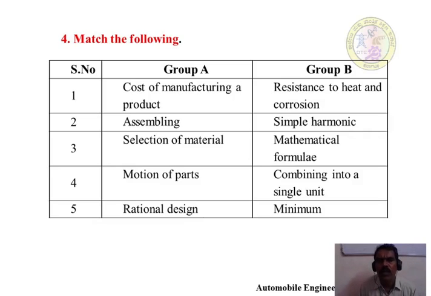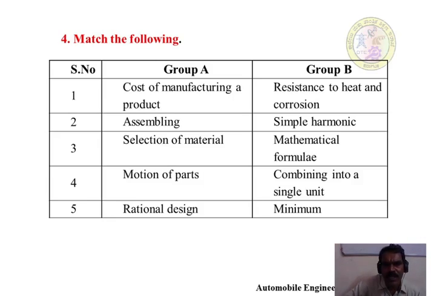So here in group B, there are so many answers: resistance to heat and corrosion, simple harmonic, mathematical formulae, combining into a single unit, minimum. So what are the answers or questions in group A? Cost of manufacturing a product, assembling, selection of material, motion of parts, rational design. So I am giving a hint to the students. Rational design is nothing but what? Mathematical formula.